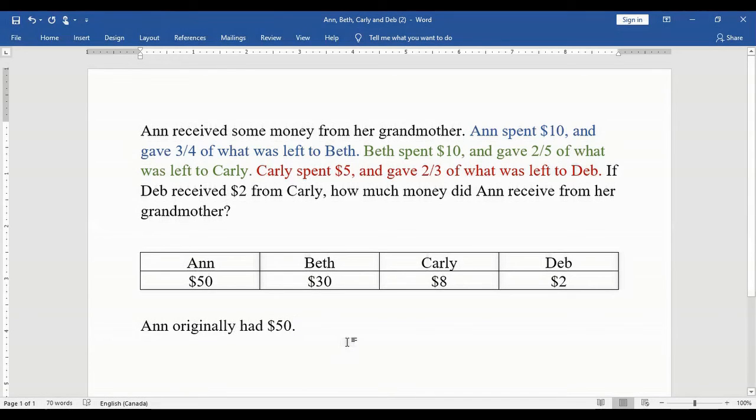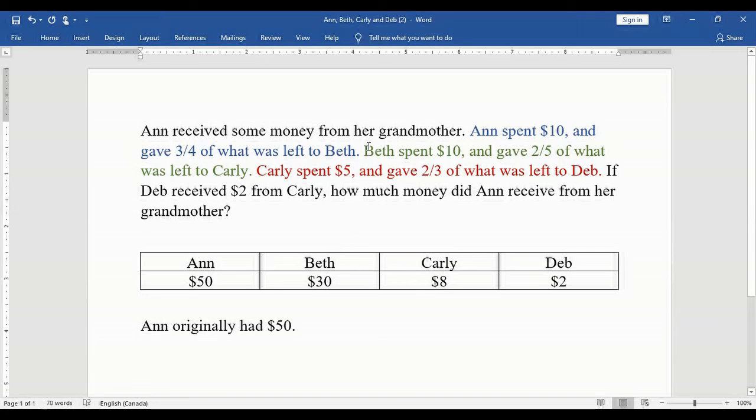There. And now we will check it. Okay, we know that Deb has $2, but now we'll work forwards and check if all these sentences match up with our answer. So first it says Anne spent $10 and gave 3/4 of what was left to Beth. 50 minus 10 is 40, and 3/4 of 40 is 30, which is what Beth received. So the blue sentence lines up with our answer so far.